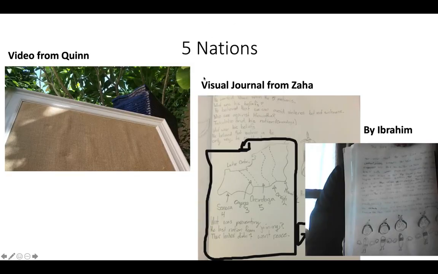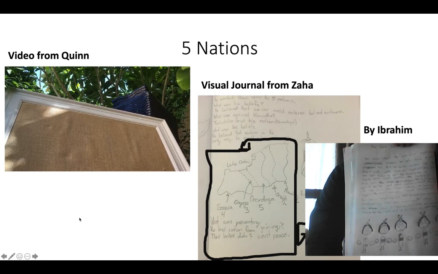Okay, next one is the Five Nations. Zaha did a cool job here of actually drawing what the Iroquois Confederacy looked like. And then Ibrahim did a neat job of drawing in all of the chiefs, which is pretty cool. And then we'll watch the work from Quinn.